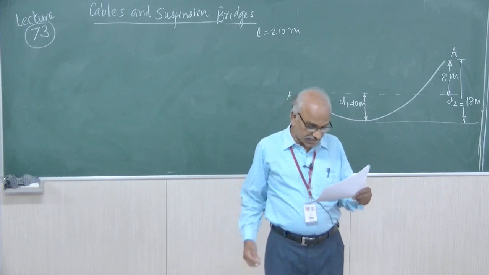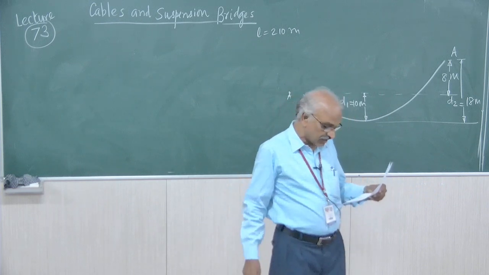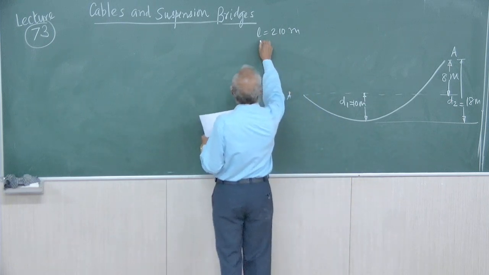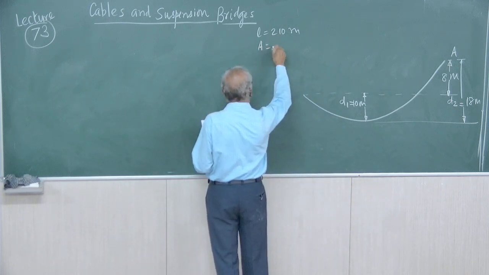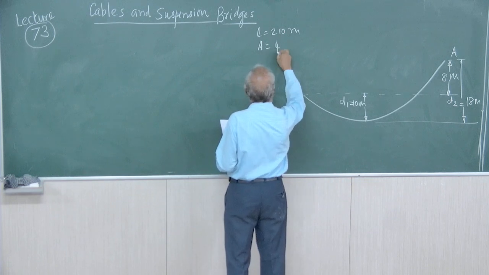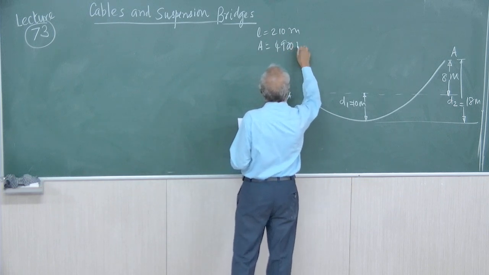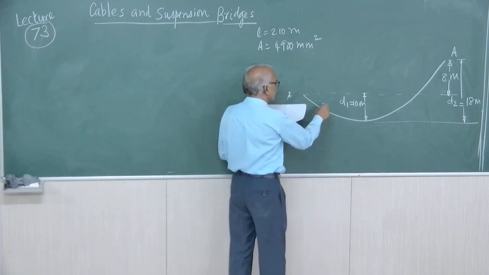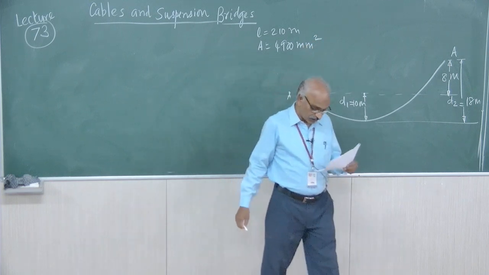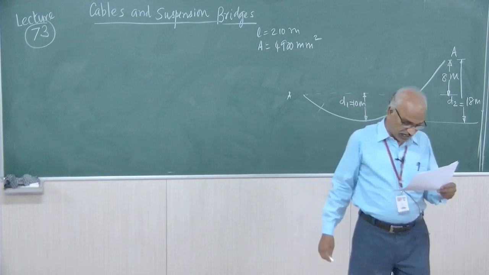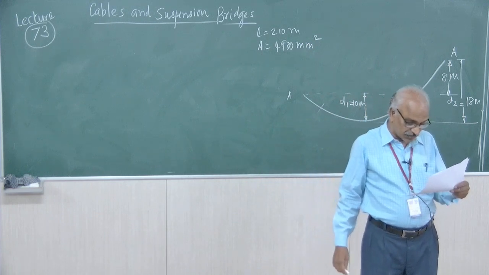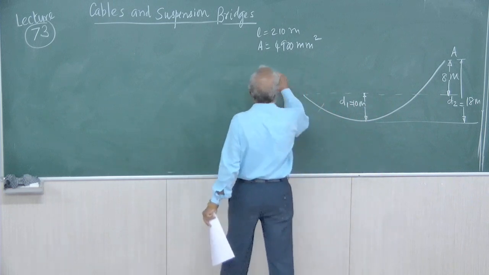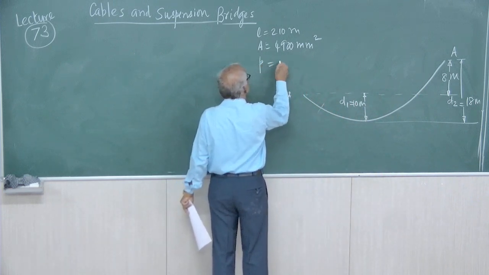The cross-sectional area of the cable is 4,900 mm square. So the area of cross-section, A, equal to 4,900 millimeter square. Find the uniformly distributed load that can be carried by the cable. What is the value of P?